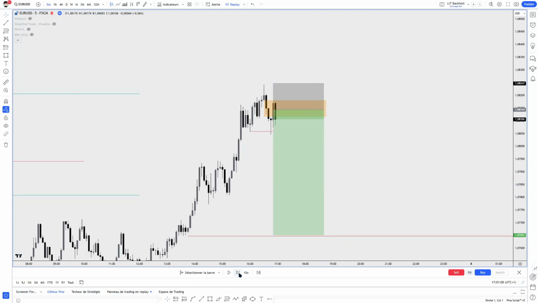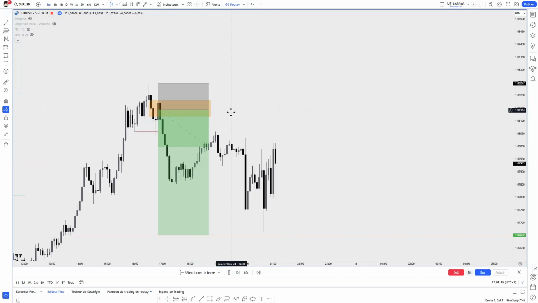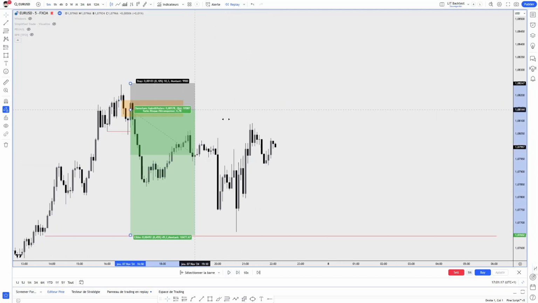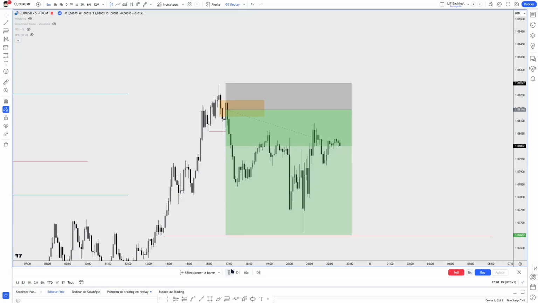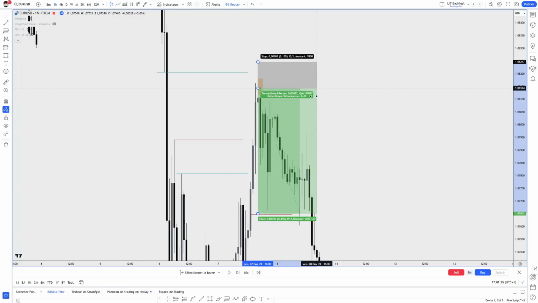Boom, in a few seconds I'm going to show you my live execution on this, just advancing a little bit, and here we are on this trade. Okay, you see we didn't hit the take profit yet. Let's advance a little bit and take profit hits. Okay guys, that's the trade.